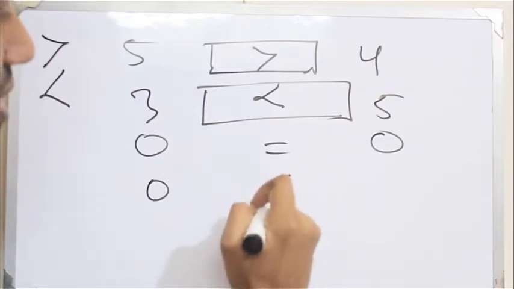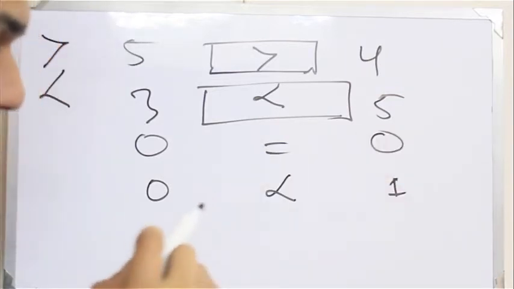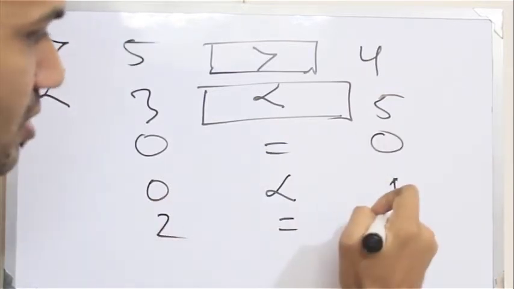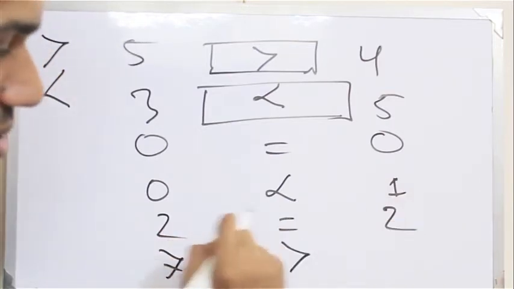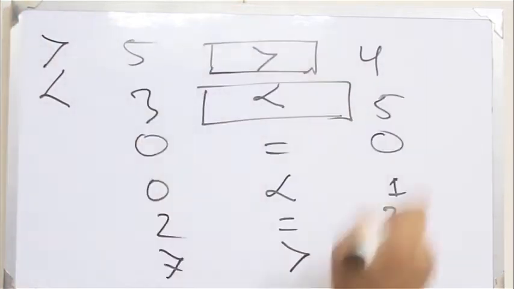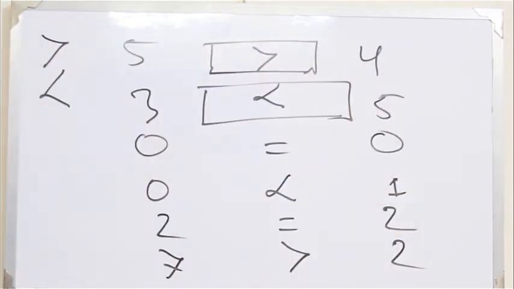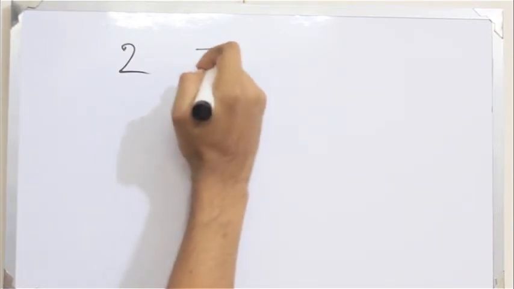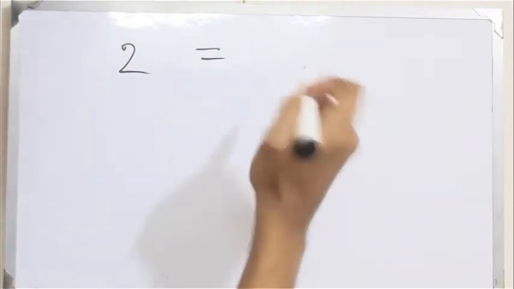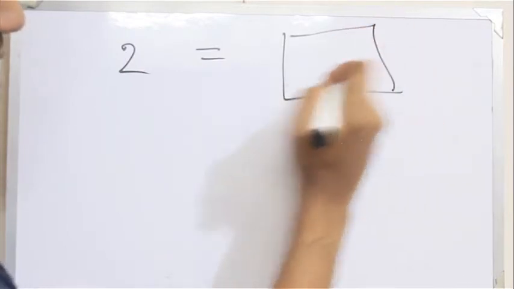0 is less than 1. 2 equals 2. 7 is greater than 2. This is how you do the exercise. See here, you can see in the boxes it's saying the number and the rest of the box is empty. You need to fill it.